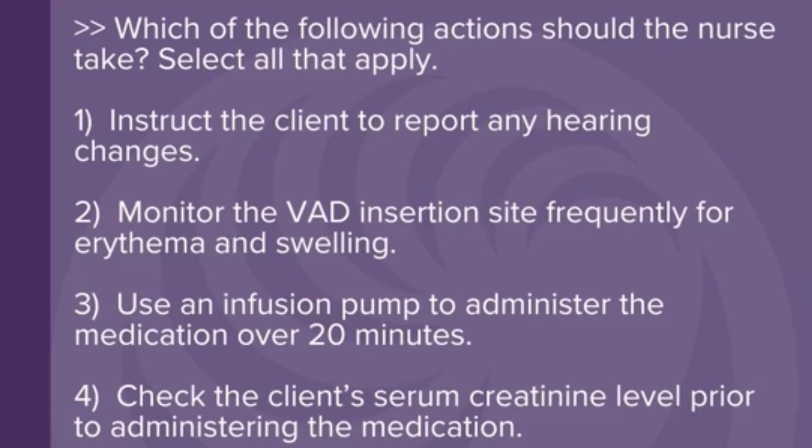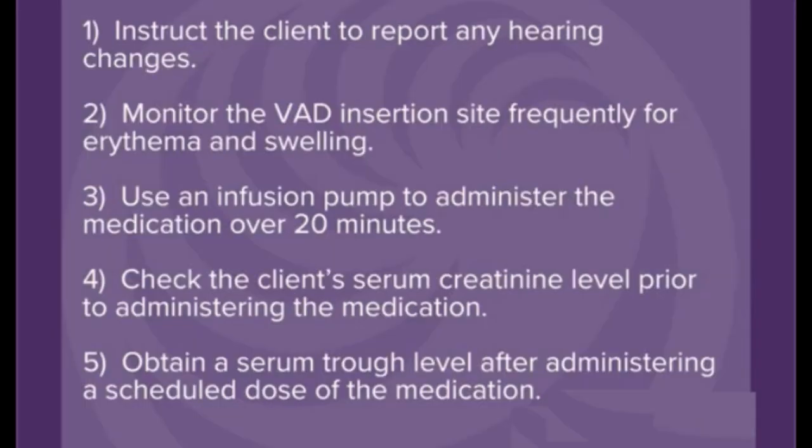Option 4 says check the client's serum creatinine level prior to administering the medication. This is going to be a correct option. Vanc is nephrotoxic, so if we have renal impairment or an elevated creatinine, we will need a renal adjusted dose or potentially a different antibiotic altogether. And then option 5 says to obtain a serum trough level after administering a scheduled dose of the medication. This is going to be an incorrect option. Because vanc is nephrotoxic, ototoxic, those kind of things, we want to make sure our clients aren't getting too much. We want to draw a trough once they're on vanc therapy, usually before the third dose. This is going to tell us how much medication is in their system and if we need more or less for our future dose. So our correct options today are 1, 2, and 4.